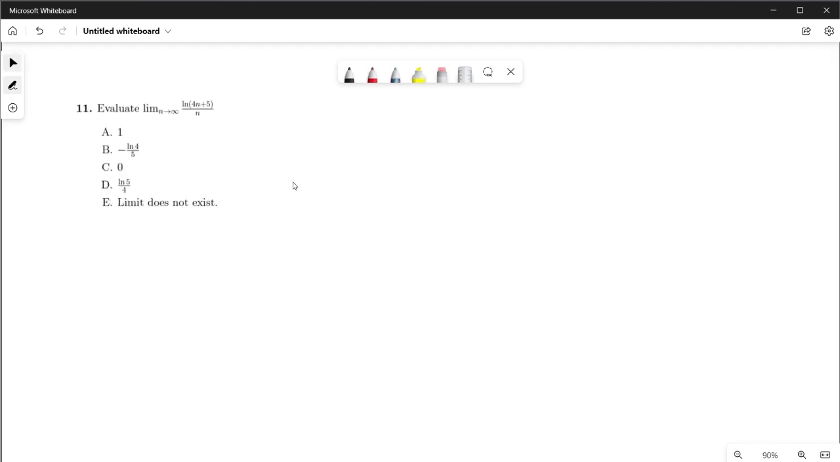For number 11, we have a limit that we're looking to evaluate.